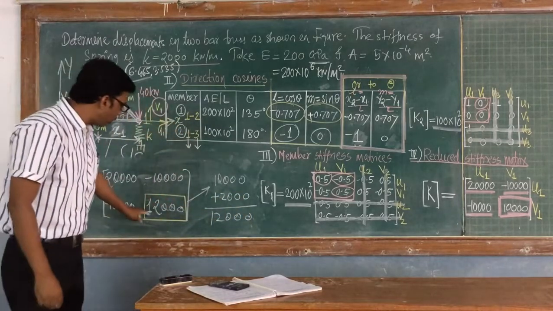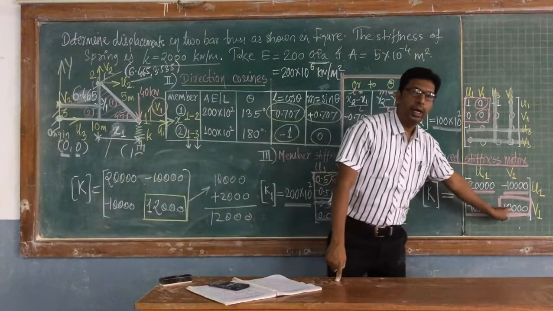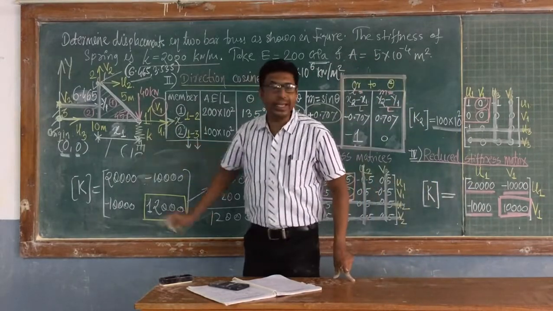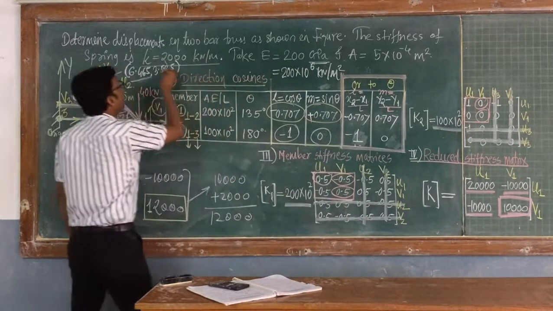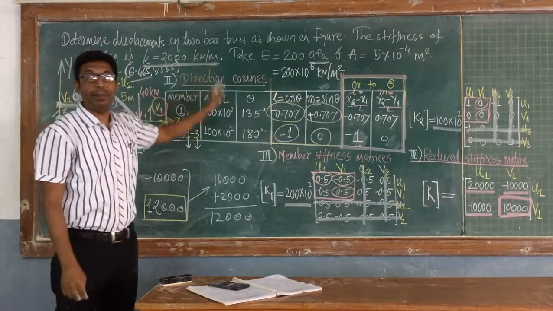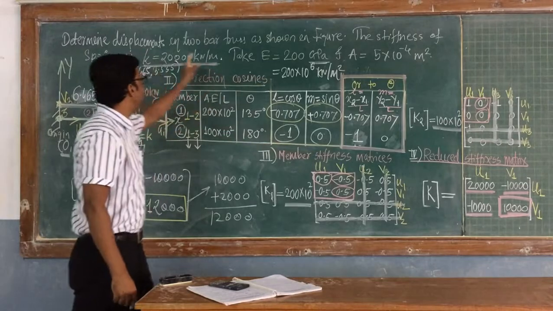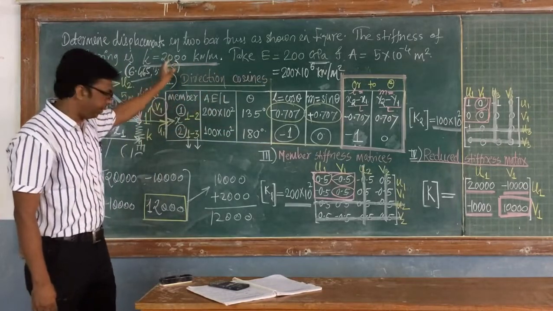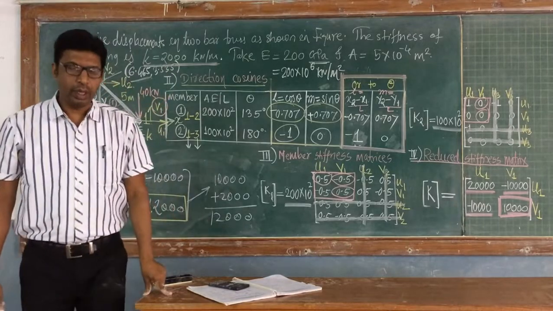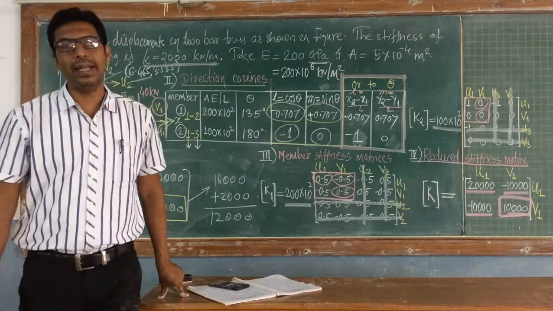So this element is now 10,000 originally, 10,000 plus the stiffness of the spring, which is given: 2000 kilonewton per meter. So this 10,000 plus this 2000 stiffness of the spring is 12,000. Okay. So this is how we have to add the stiffness of the spring in the stiffness matrix element.